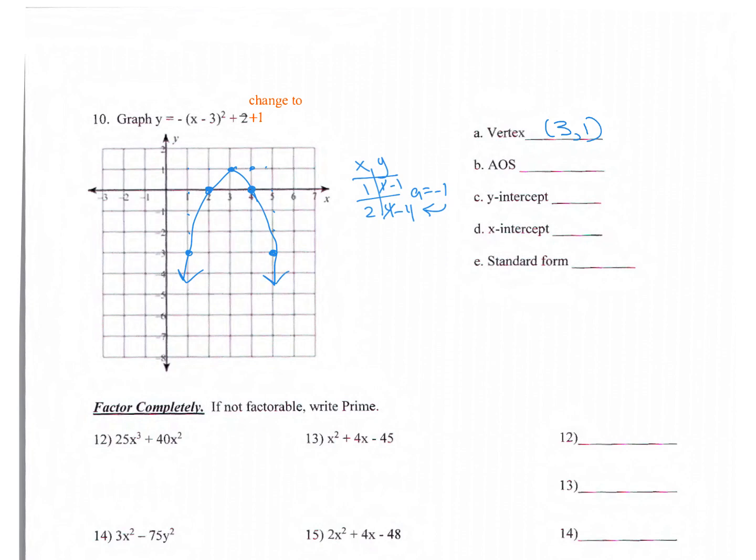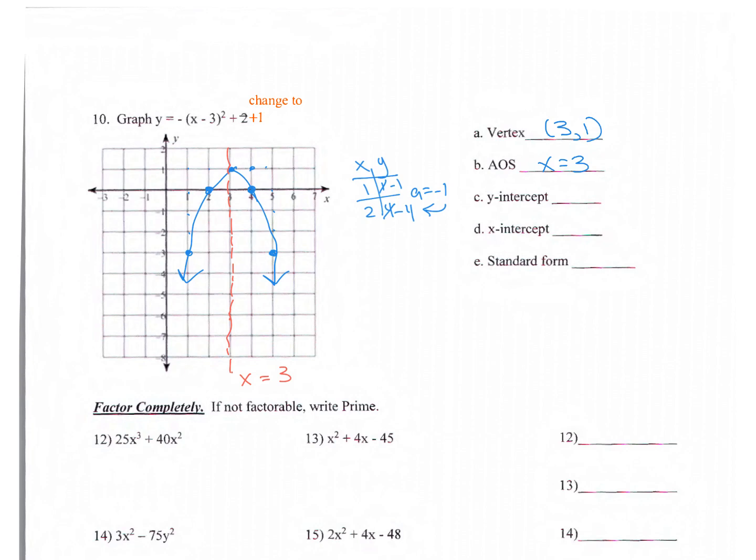My axis of symmetry is that vertical line that's going through the middle of my parabola. And a vertical line is always x equals. This happens to be going through x equals 3. And I knew it would be x equals 3 because 3 is the x coordinate of my vertex.